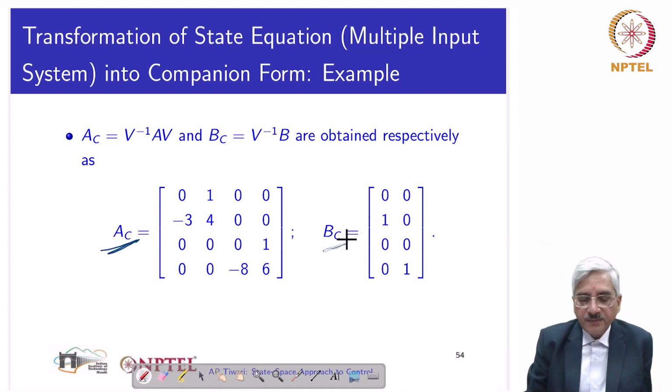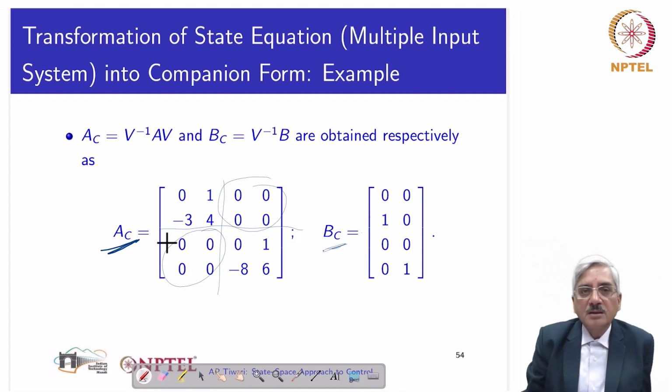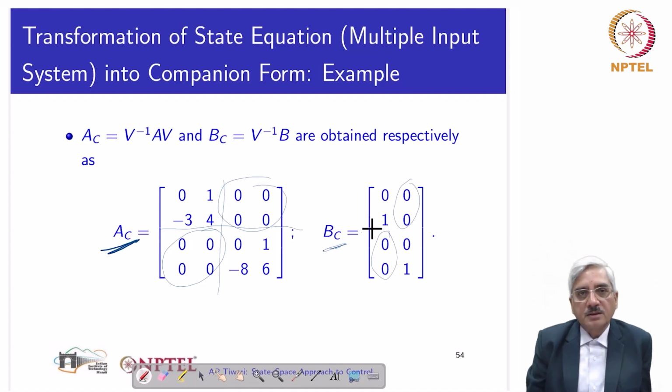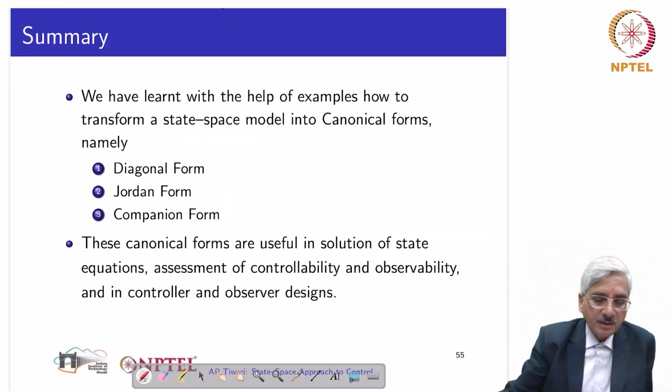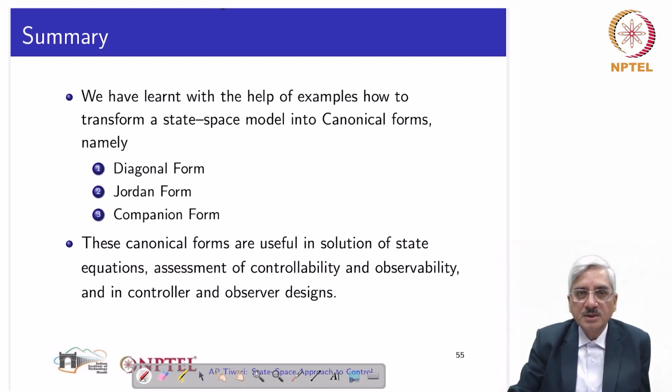However, if the system is over-designed, generally we take more inputs than required. This is to accommodate some failures of the inputs. And in that case, AC and BC will not come in this very good form. Some entries here and here may not come all zeros, and similarly here we may get non-zero entries. So with that example, we complete this transformation to companion form for a multi-input system also.